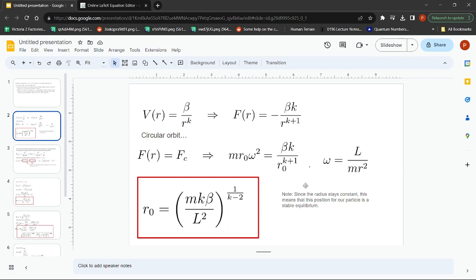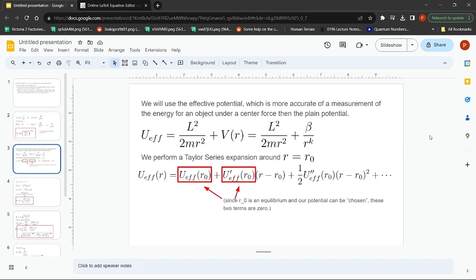We should note that since this is a circular orbit, the radius stays constant, which means that under these conditions at this radius, this position is a stable equilibrium for our system. Now we address part B and part C of our problem. To do so, we introduce a quantity of effective potential, which is this expression right here. For now, just take it for granted that this is a more accurate measurement of the energy for our object than just the potential by itself.